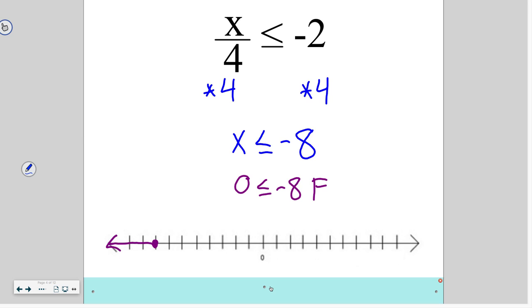Solving, you should have multiplied by 4 on both sides. You get an answer of x is less than or equal to negative 8. That is a closed circle at negative 8. 0 is not less than negative 8, so your arrow is moving to the left.